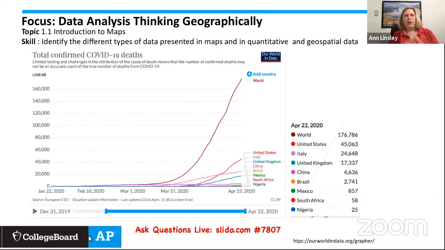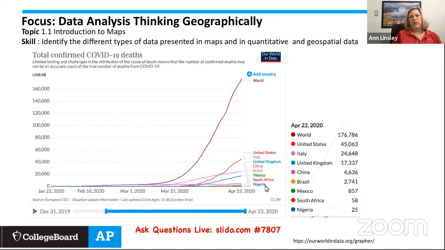All right, a graph. Isn't that awesome? Look at those pretty lines. Great. Is that telling me any kind of spatial information here? No, it's a graph with different lines. Oh, and look, I got the countries labeled too. Okay, well, obviously the world is higher than the rest and the United States is higher than those.